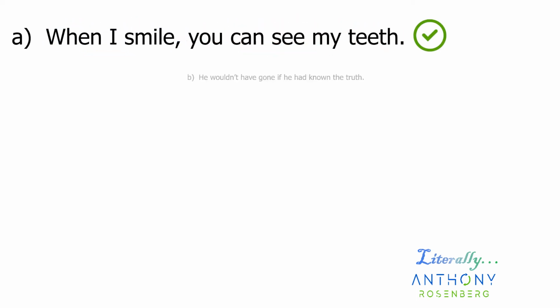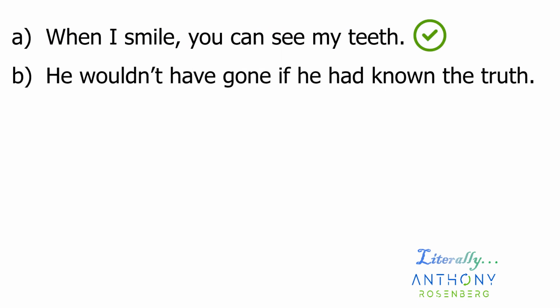The next one, he wouldn't have gone if he had known the truth. So this one here, you need to decide whether it needs a comma or not. Is it correct the way it is, or should we put a comma in? Isolate the clauses. We've got if there. So remember, if is a subordinating conjunction. So that means probably everything after if is one clause and everything before it is another clause. He wouldn't have gone.